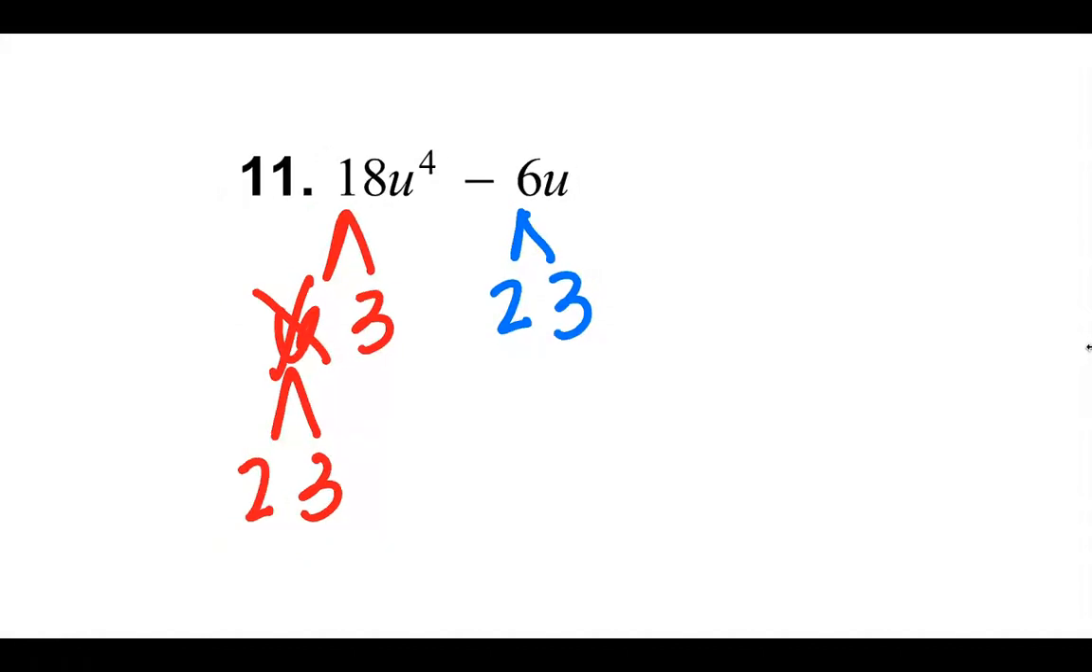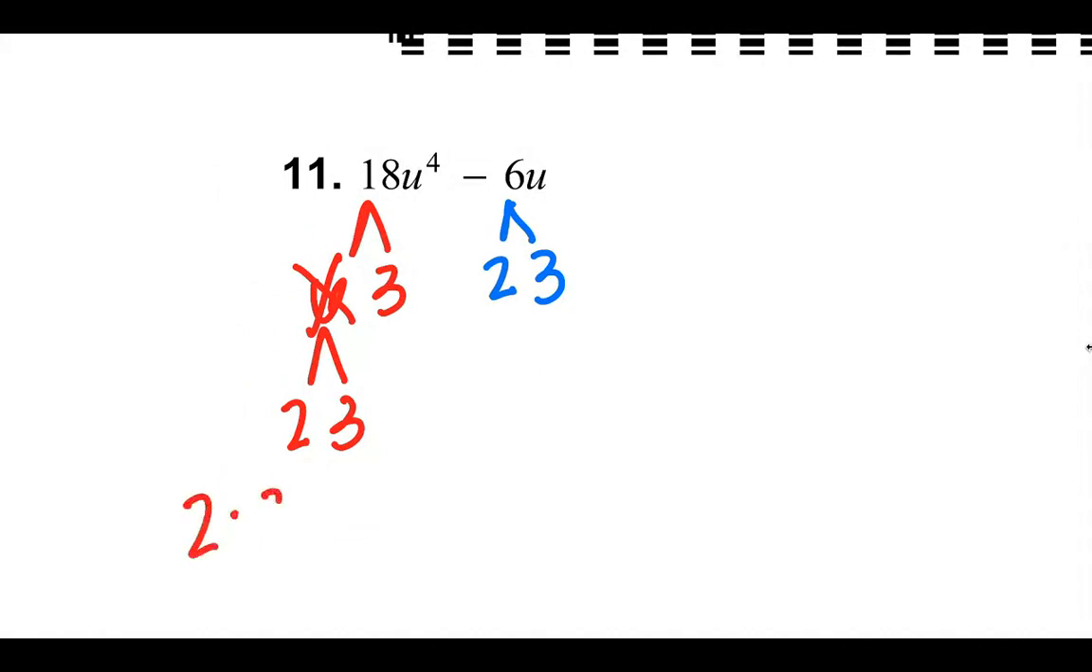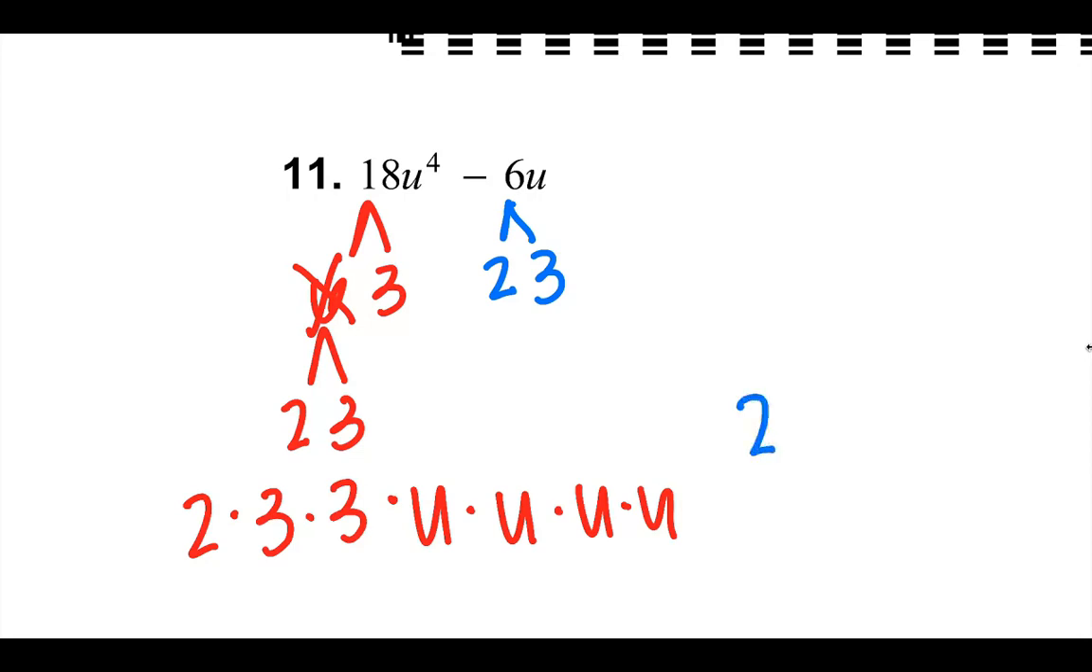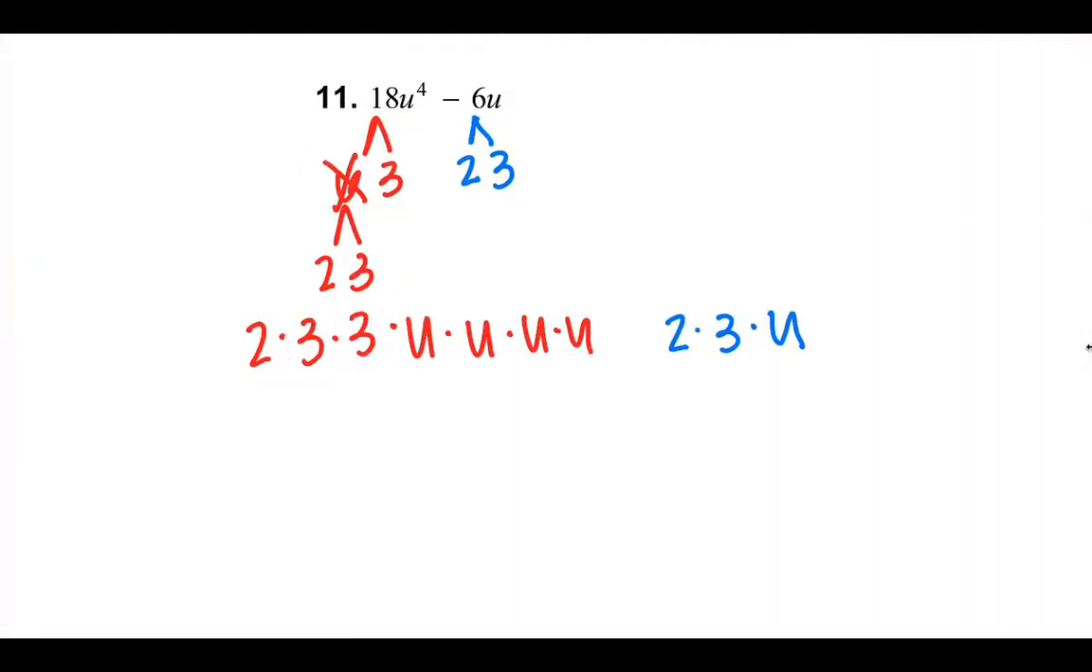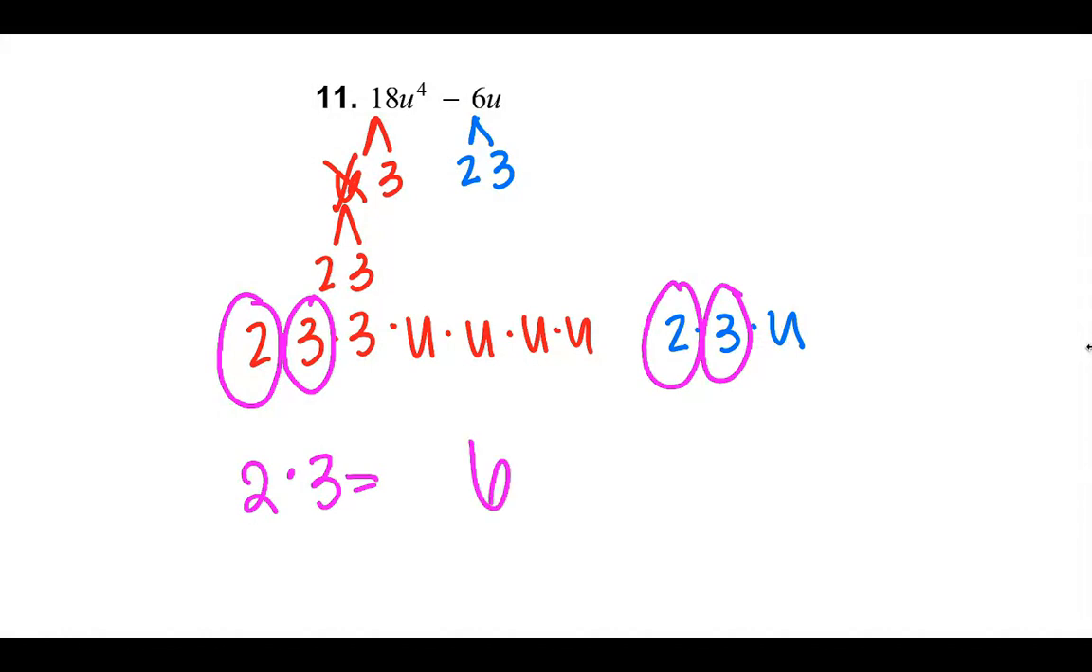Okay, so then the first one can be broken up into 2 times 3 times 3 times u times u times u times u. And then the blue one can be broken up into 2 times 3 times u. So then again, I'm going to break up and find the stuff I can pull out, which is 2 and 2. So 2 and a 3 and a 3. So 2 times 3 gives me 6. So there's my number. I can't pull out the other 3, so I can only pull out this one u.